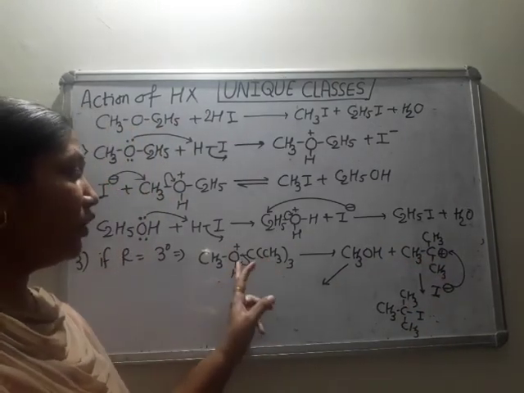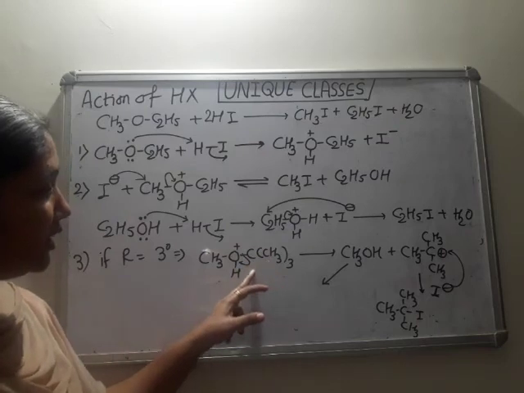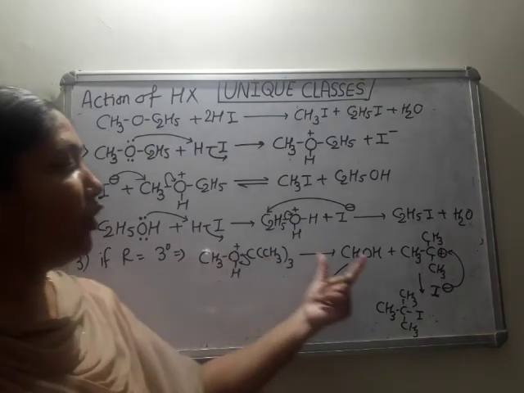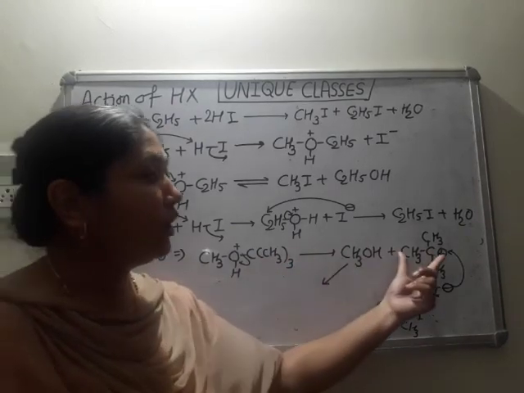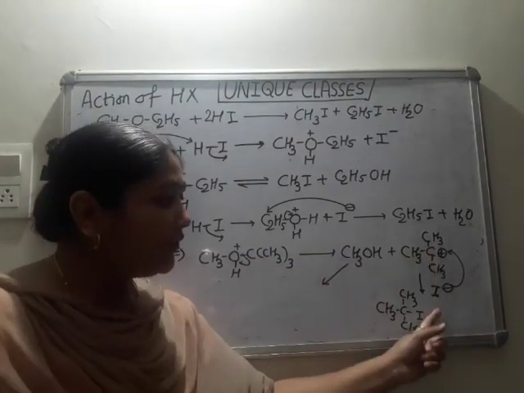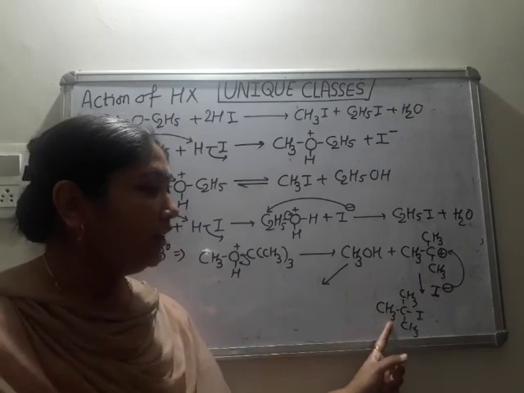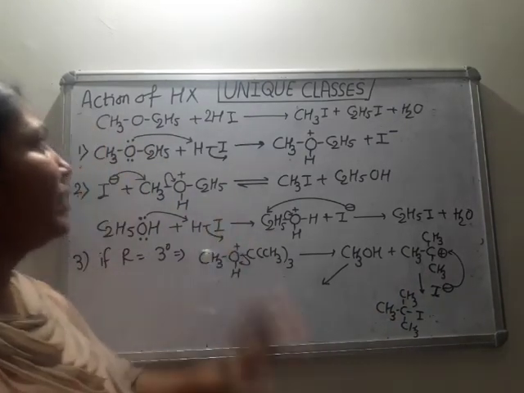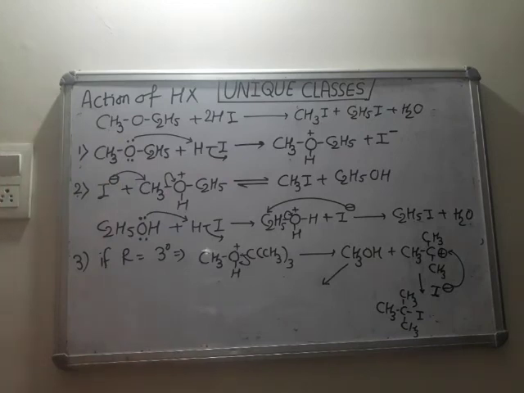So before the attack of I minus, this (CH3)3C gives electrons to this oxygen and this forms OH, and this tertiary butyl cation is formed, which is further attacked by I minus and we get tertiary butyl iodide. Okay, this is the mechanism of action of HI.